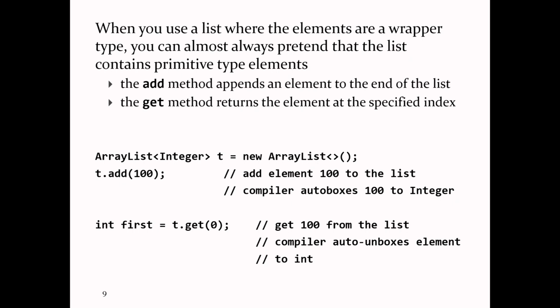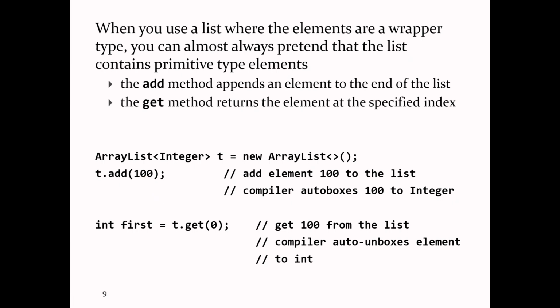You can get an element at a specified location in the list. It's a zero-based index, so it behaves similarly to an array. Here's a list of integers. I can add an element to the list using the add method, and you pass in the value of the element that you want to add.